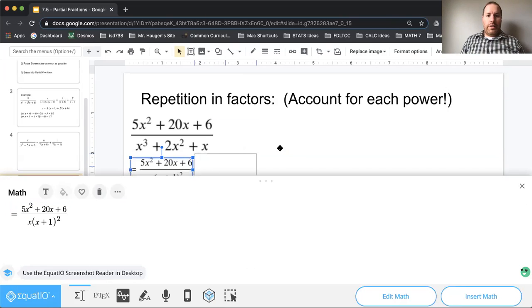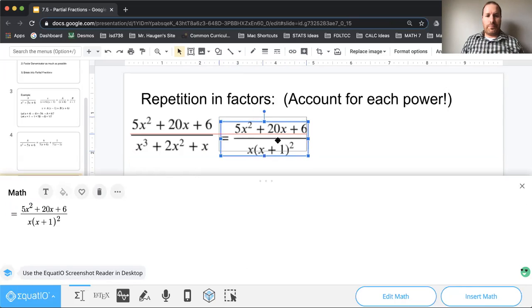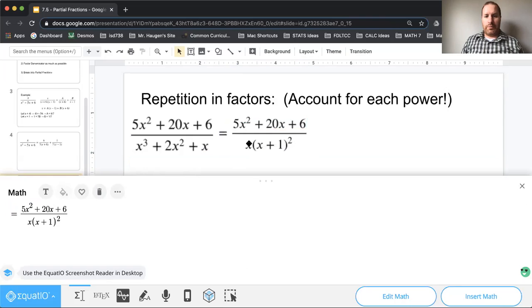Now the first part is not too bad because we're pretty used to this one. It's a linear term. This stuff here, though, has the squared, and that's the one that we have to account for. We have to account for every single power on that, right? So we have to do that.